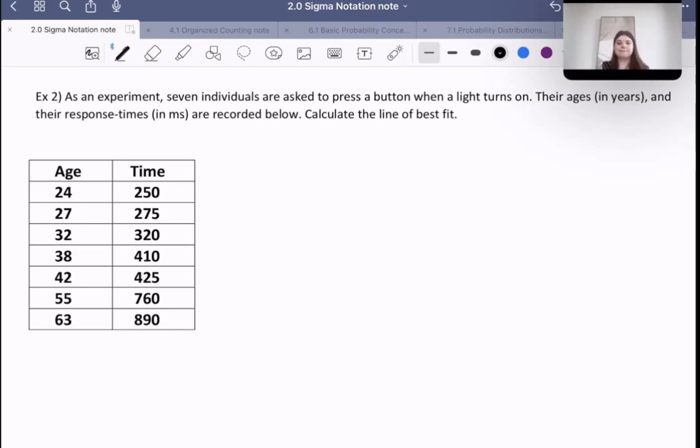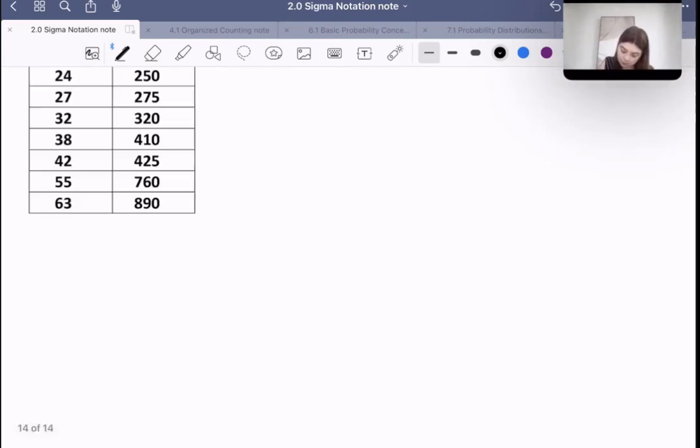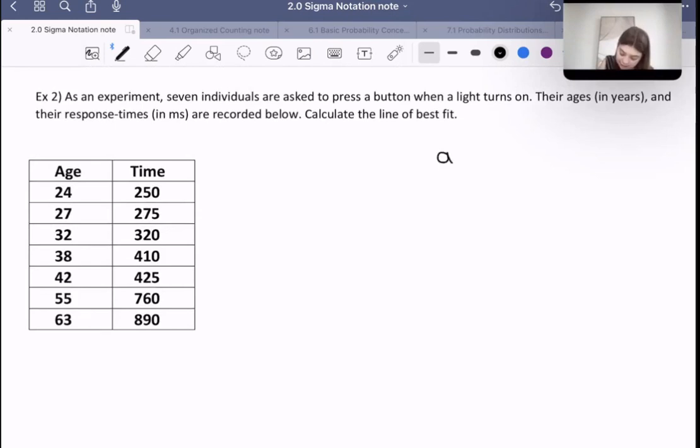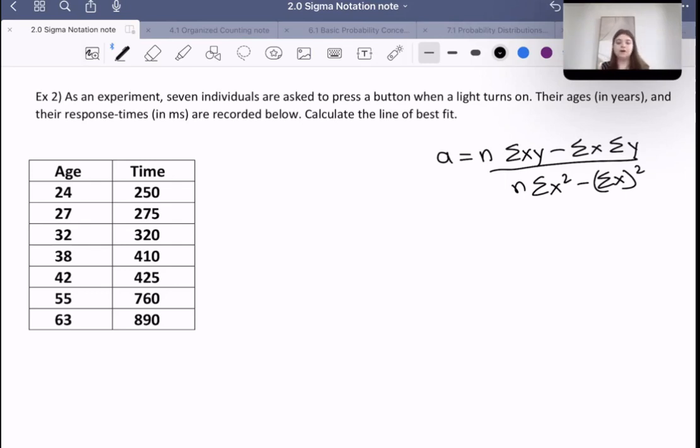Okay. So for this one, let's review what we have to figure out for the line of best fit. So we know that A is equal to n times summation of the xy values minus summation x summation y over, there we go, like that, right? We know that's our A.